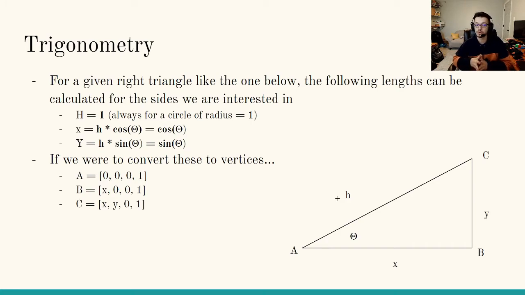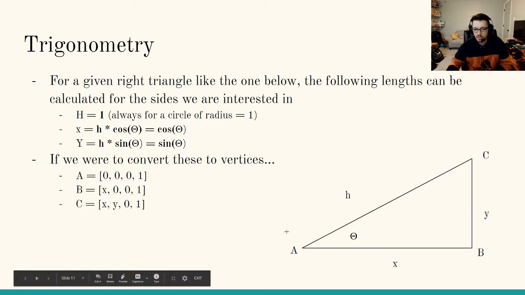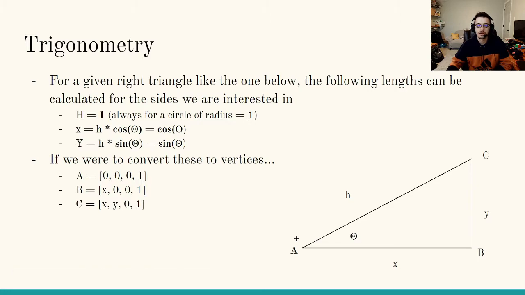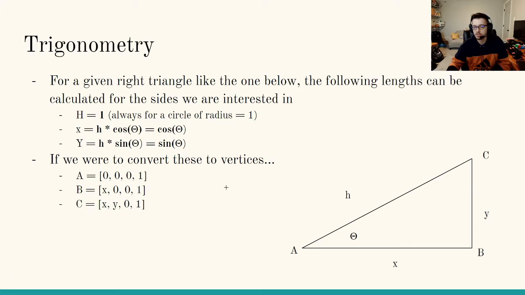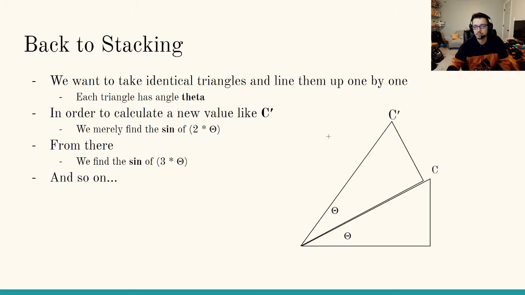Now if we were going to convert those into vertices, remember A is going to be centered at the origin, so that's going to have an x, y, and z value of 0. B is going to be the length of this side x here, and it would have an x coordinate of this length with no height and no z value. And lastly, C is going to have an x value similar to B, but it's also going to have this height y. So that would be an x, y with no z and a w value of 1.